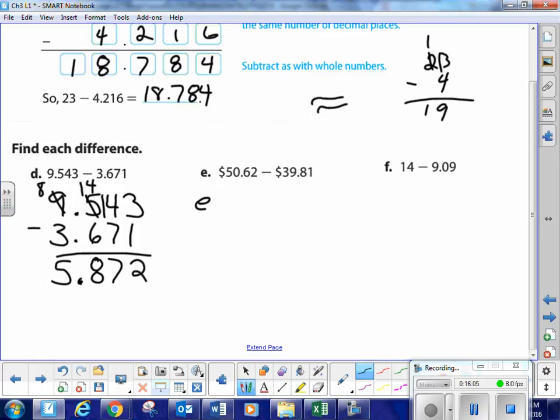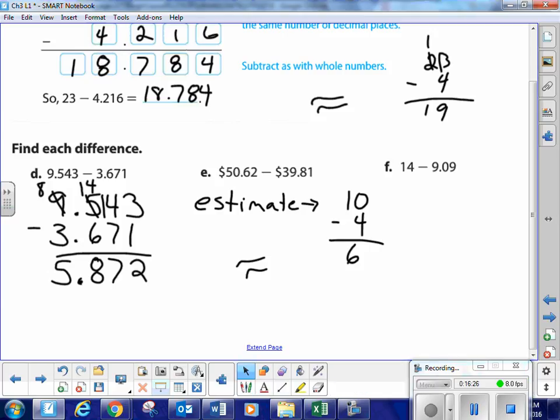Let's go ahead and check for reasonableness. We will estimate, E-S-T-I-M-A-T-E. Okay, excellent. 9.5 rounds up to 10. Subtract. 3.6 rounds up to 4. And we find that 10 minus 4 equals 6. And 5.872 is reasonable to 6. It's approximately 6. Excellent. That's beautiful.